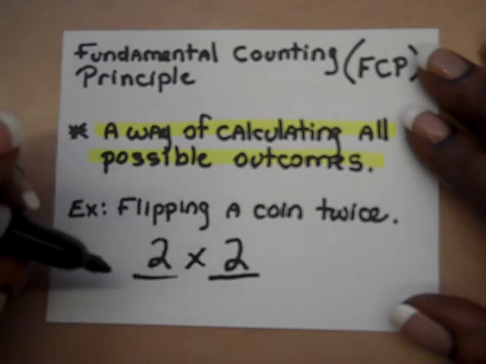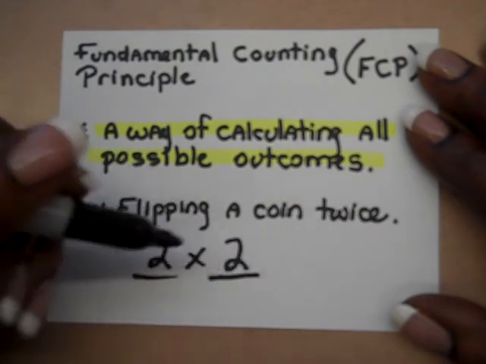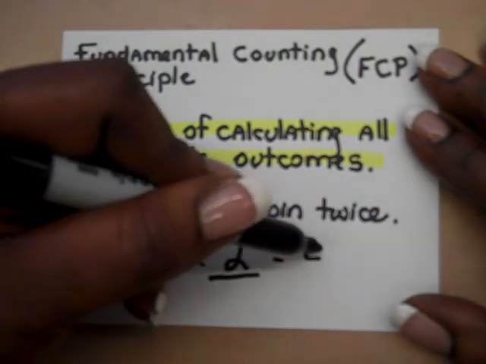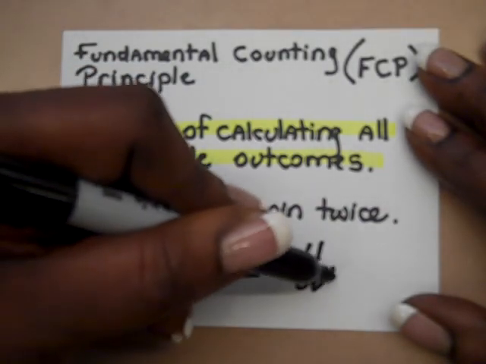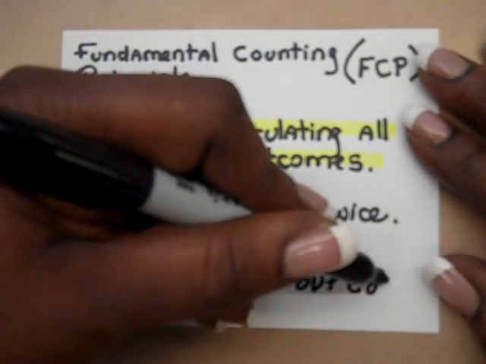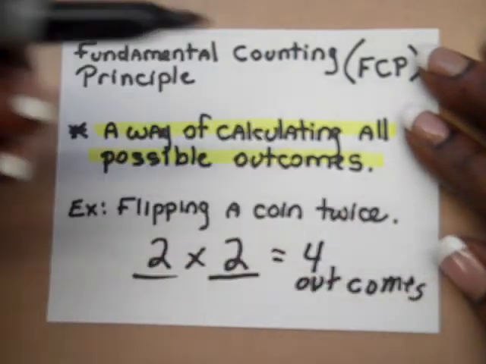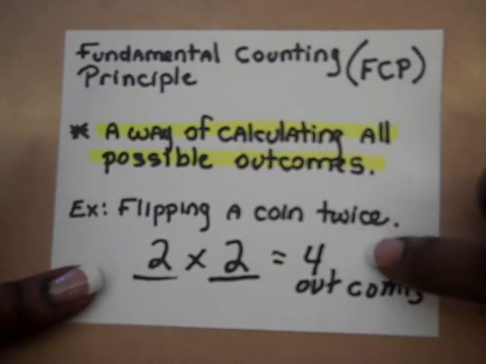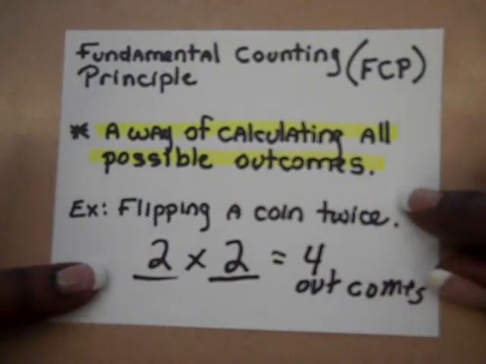2 outcomes in the first situation, 2 outcomes in the second situation. 2 by 2 will leave me with 4 different outcomes. So by using the fundamental counting principle, we can still see that there's 4 things that could occur if you flip a coin 2 times.